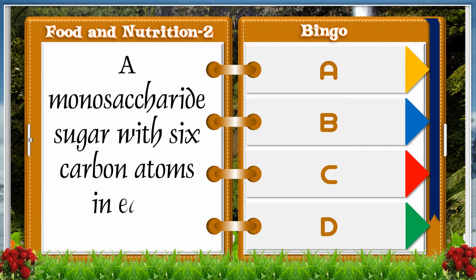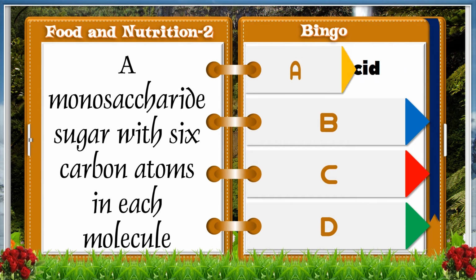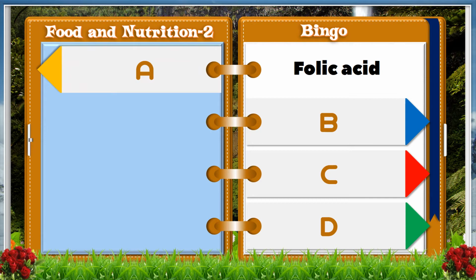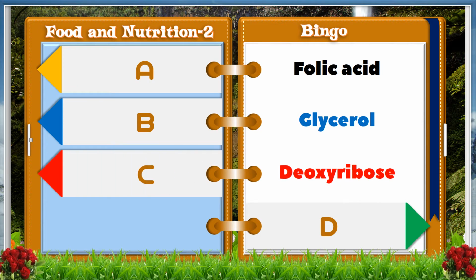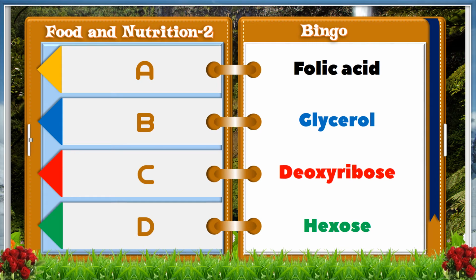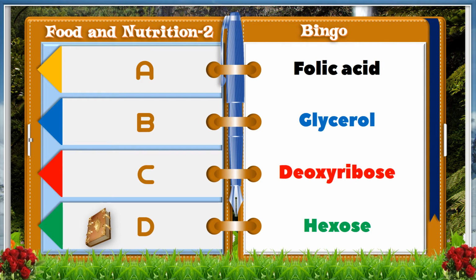A monosaccharide sugar with 6 carbon atoms in each molecule. A, folic acid. B, glycerol. C, deoxyribose. D, hexose. And the answer is D, hexose.